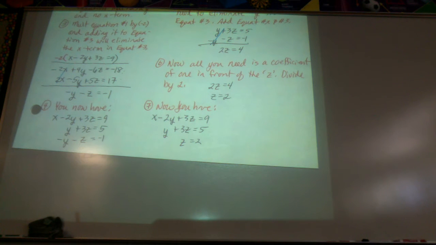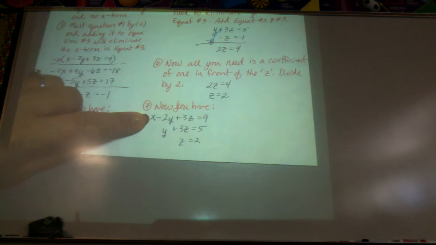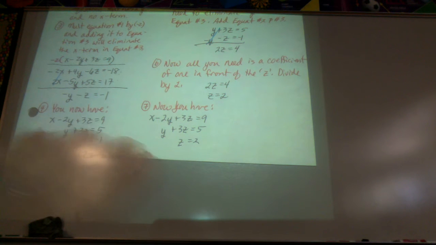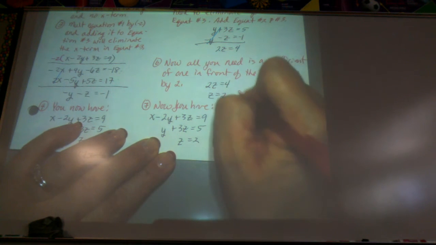What can I do from there? We've actually solved for z, right? Plug it in. Plug it in where? This one here. You don't want to plug it in up here because you've got 3 unknowns. But here I've got 2 unknowns, and I now know that z is 2. So step 8, put it here.